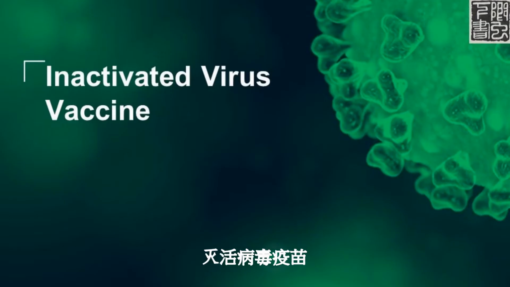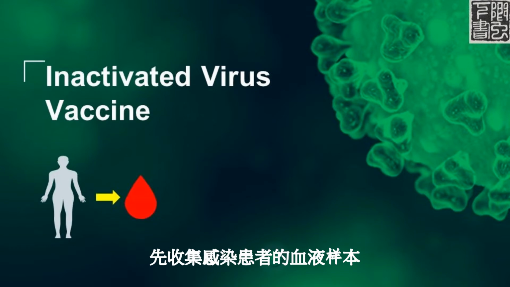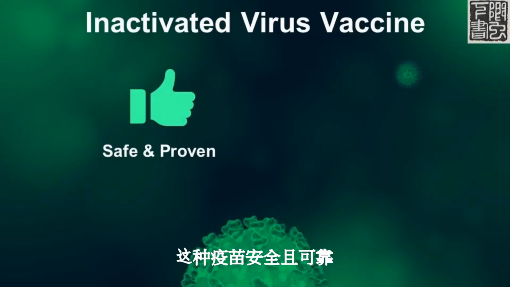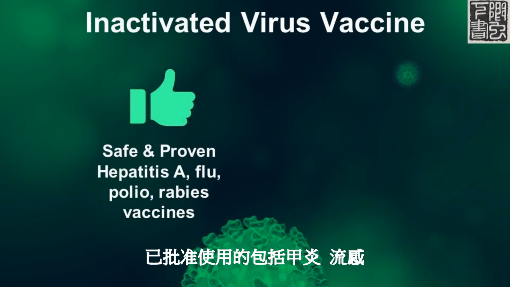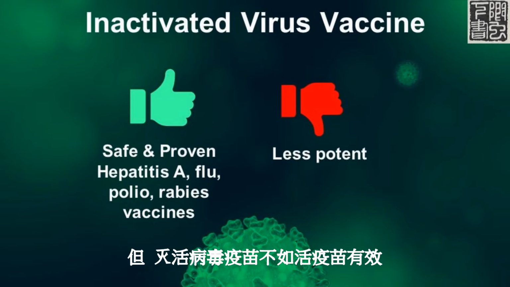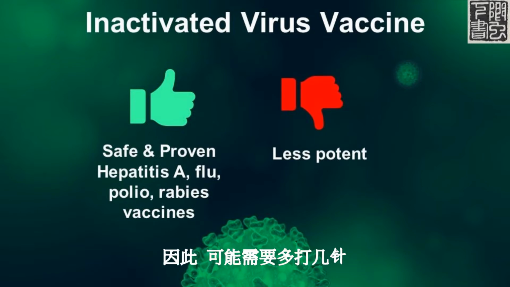Inactivated virus vaccines are made by collecting blood samples from infected patients and cultivating the virus before inactivating it with a chemical agent. The method is safe and a proven technology. The inactivated virus vaccines in use include hepatitis A, flu, polio, and rabies. However, inactivated virus vaccines are not as potent as live vaccines, so you may need to get multiple shots to achieve the same level of immunity.